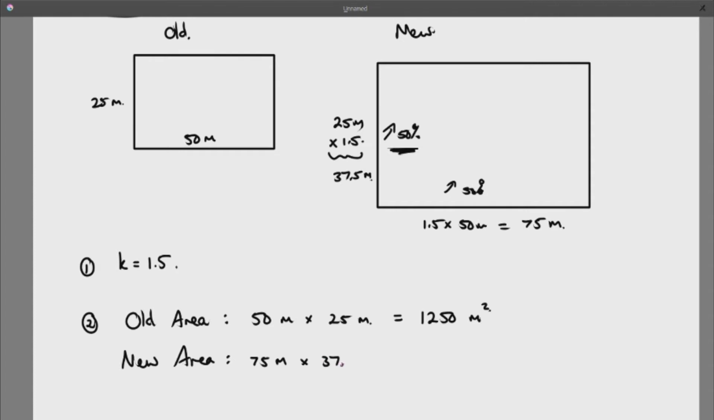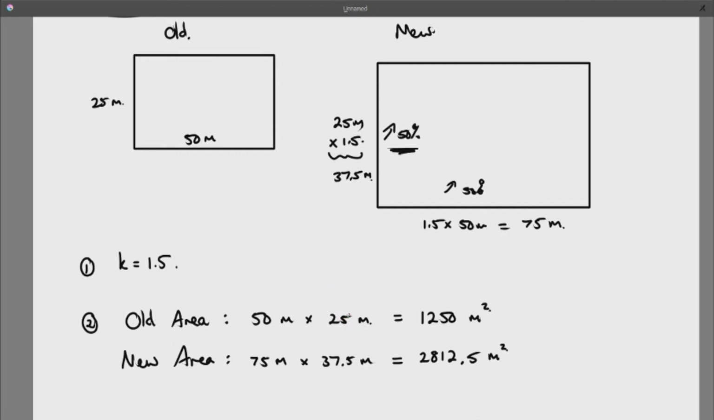times 37.5 meters, and I get something a little less obvious, but straightforward calculations. What do I get? Is there a decimal? No? 0.5? Square meters. Okay, so the area obviously increased, which it should.